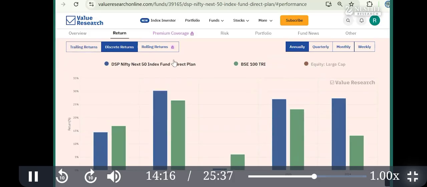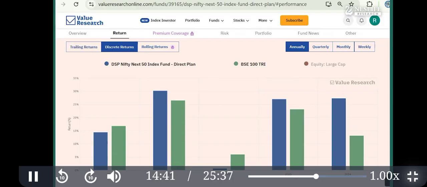Now remove the category. First see the index. Ideally, this fund should be exactly like the index. If the fund is giving more return than the index, what does it mean? They are doing some active investing as well. Okay, it should be exactly like this. So our desirable is this: the index and fund should have the same return.